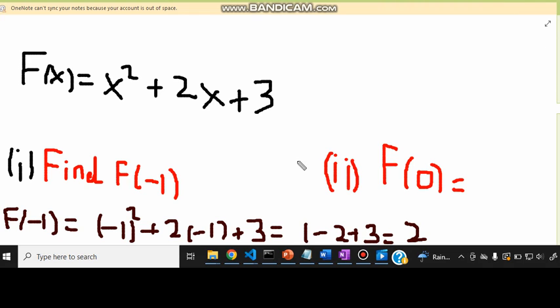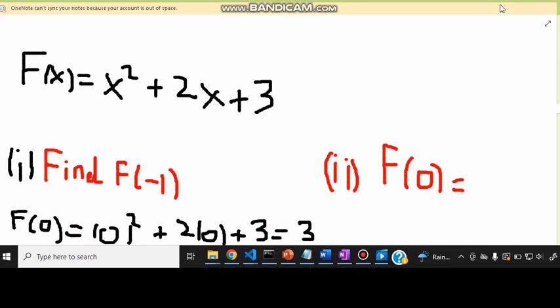Okay, so for the first one, for f of minus 1, that's minus 1 squared plus 2 times minus 1 plus 3. So when we do that out, minus 1 squared is 1, 2 times minus 1 is minus 2, and then plus 3. So 1 minus 2 is minus 1, minus 1 plus 3 is 2. Okay, so that's the answer for the first one there.